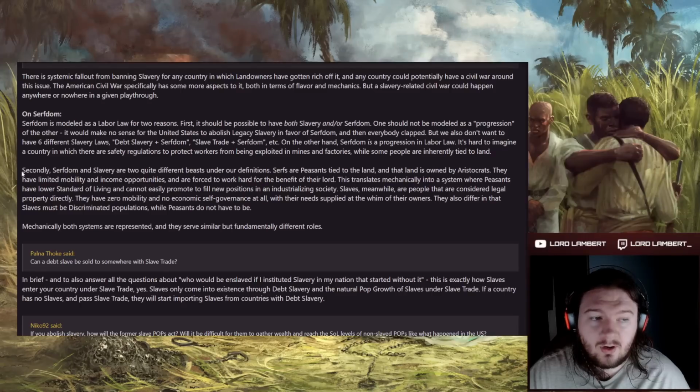Slaves, meanwhile, are people that are considered legal property directly. They have zero mobility and no economic self-governance at all, with their needs supplied at the whim of their owners. They also differ in that slaves must be discriminated populations, while peasants do not have to be. Mechanically, both systems are represented and they serve similar but fundamentally different roles.